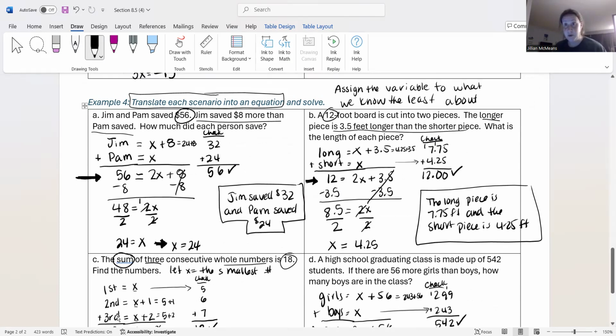That's it for this chapter. That's our algebra chapter. I think it was super fun. I hope you enjoyed it. Our last chapter is going to be geometry. So it's going to be kind of a pretty good shift, but it'll be fun.